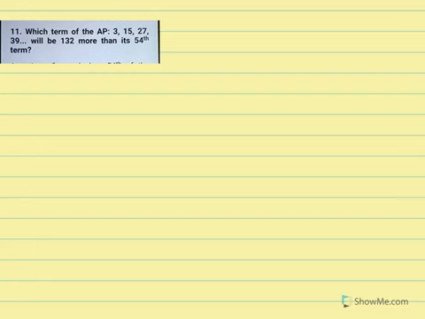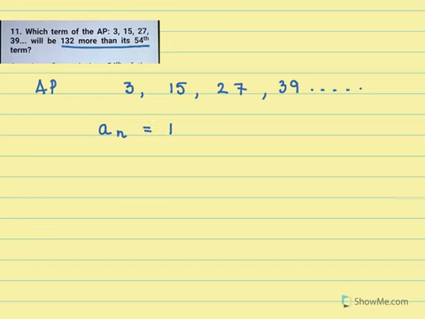Which term of an AP 3, 15, 27, 39 will be 132 more than its 54th term? So the AP here is 3, 15, 27, 39 and so on. Now they said which term, so that means a_n, which term I do not know, is 132 more than the 54th term. So 132 more means plus the 54th term.